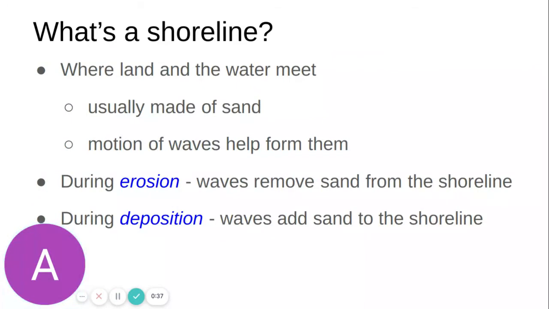So a shoreline, what is it? It's where land and water meet. All right, we're all pretty familiar with shorelines. They're usually made of sand, and they are created due to the motion of waves. Now, at shorelines, there's erosion. So this is where the waves are removing sand from the shoreline. Because remember, when we're talking about erosion, we're talking about weathered material being transported. And then during deposition at shorelines, you have waves adding sand to the shoreline. All right, so waves are pulling sand away and then also depositing sand along that shoreline.